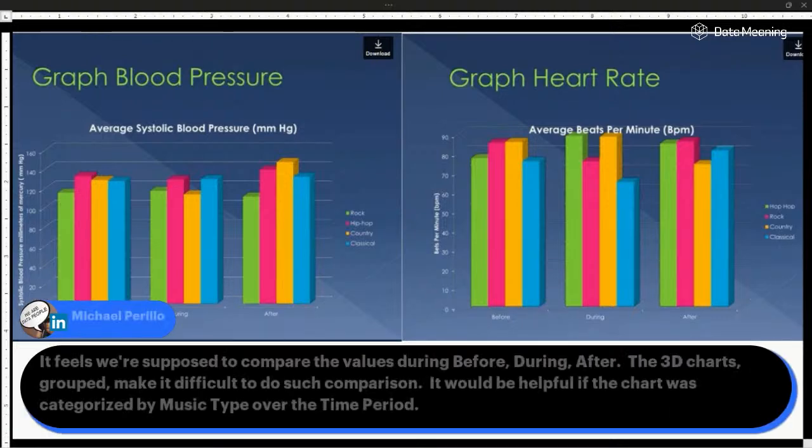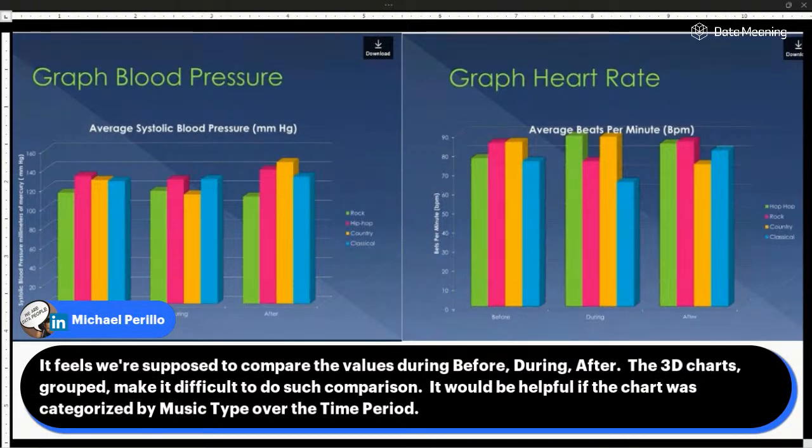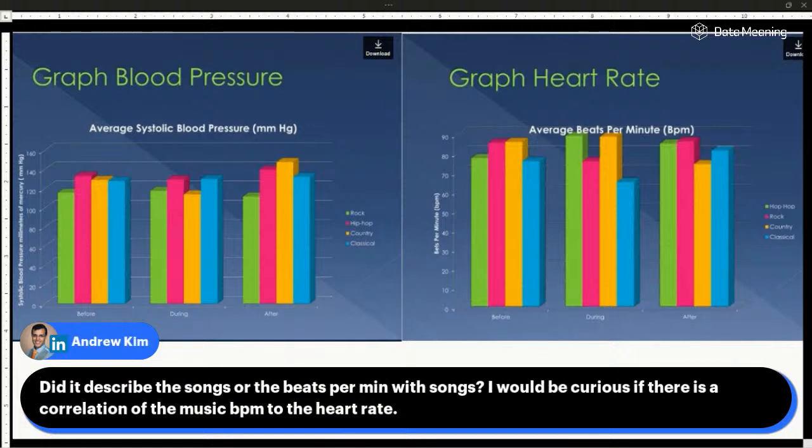And Michael said, it feels like we're supposed to compare the values before, during, and after. The 3D charts group them and make it difficult to do such a comparison. It would be helpful if the chart was categorized by music type over the time period, right? What do you think, Jeff? Correct? Yes. That's a really great call out, Michael. That's perfect.